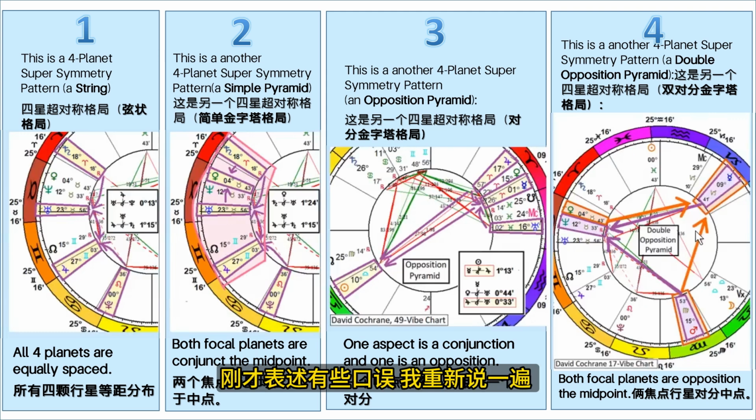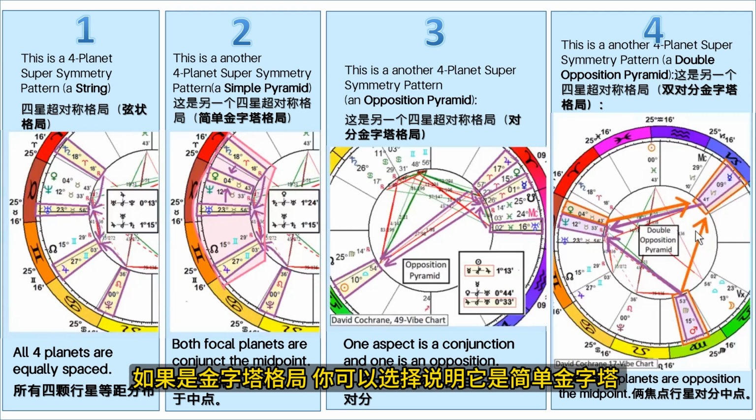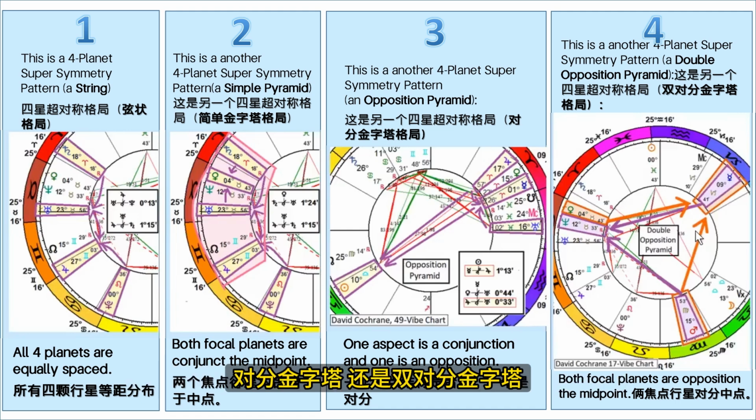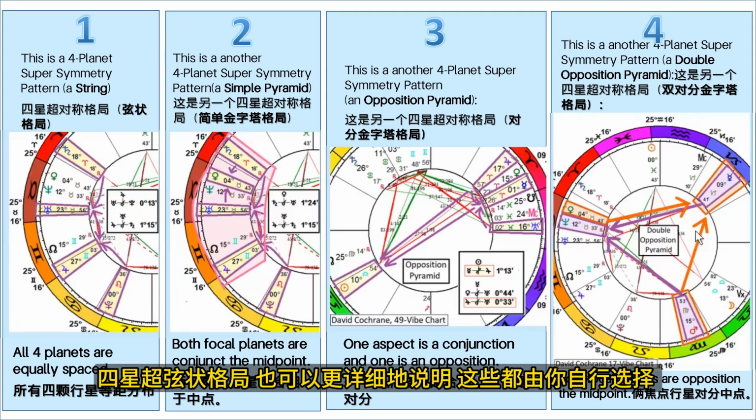Let me say that again. If it's a 4-planet configuration, you can specify whether it's a string or a pyramid. And if it's a pyramid, if you want to, you can say whether it's a simple pyramid, opposition pyramid, or double opposition pyramid. How specific you want to be is up to you. You can just call it a 4-planet supersymmetry pattern, or you can be more specific.